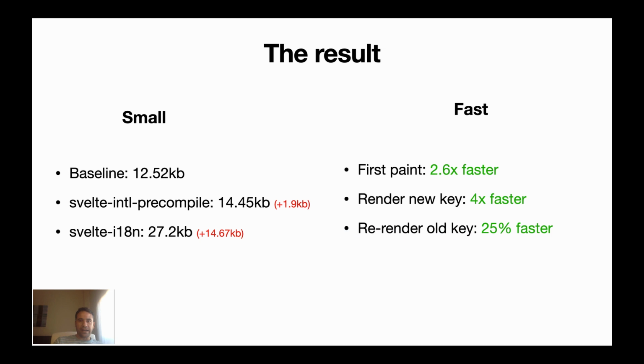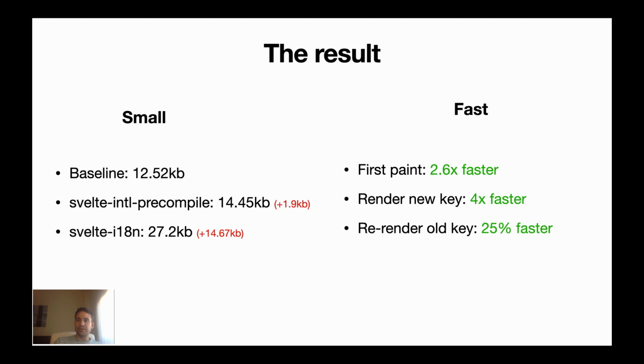The results were even better than I anticipated. For a baseline app of around 12.5 kilobytes with no internationalization library, adding Svelte Intl Precompile barely adds 2 kilobytes to the final bundle, and that is including the translations, whereas Svelte i18n adds more than 40 kilobytes, almost more than doubling the size of the original app.